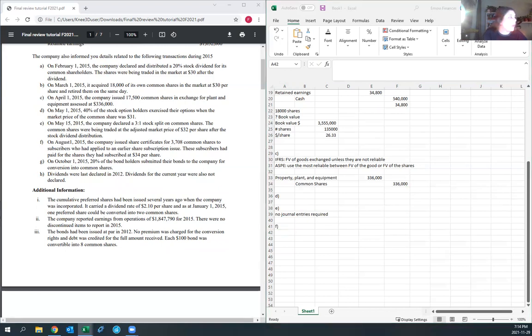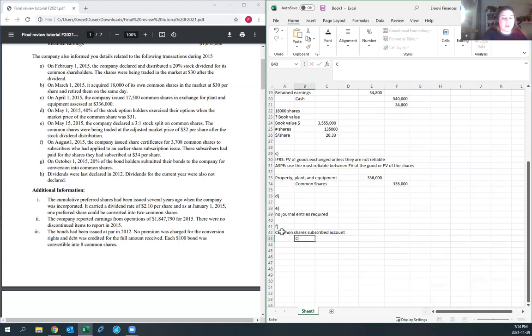For F, on August 1st, 2015, the company issued share certificates for 3,708 common shares to subscribers who had applied to an earlier share subscription issue. These subscribers had paid for the shares they had subscribed at $34 per share. So that is going to be a debit to the common shares subscribed account.